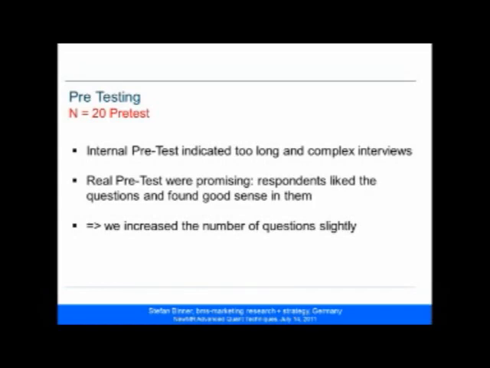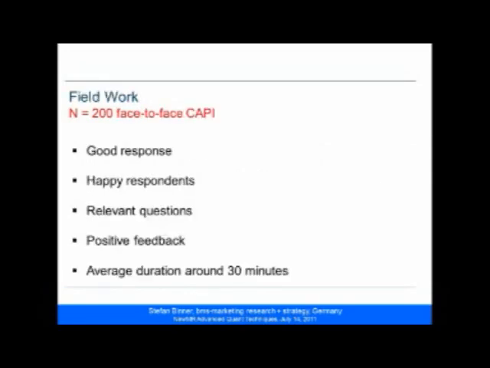We used that opportunity and increased the number of questions slightly, as we saw that it works so well. Then we went into the 200 face-to-face computer-assisted personal interview field, and again we got really good response. We had a lot of positive feedback from the respondents, so we call them happy respondents. They were asked the relevant questions. We got a lot of positive feedback, even though the average duration of this interview was around 30 minutes, which I would usually say for a conjoint study is really much too long.